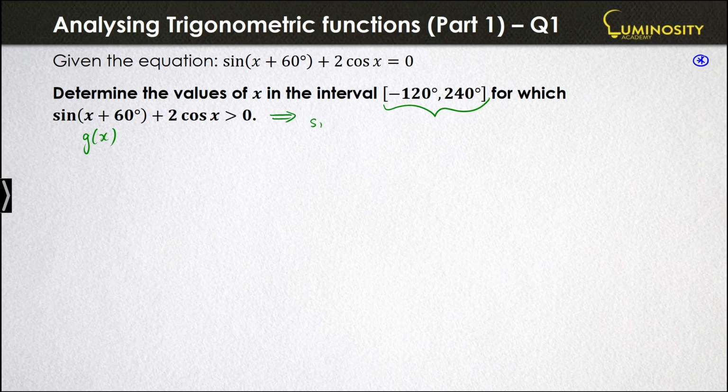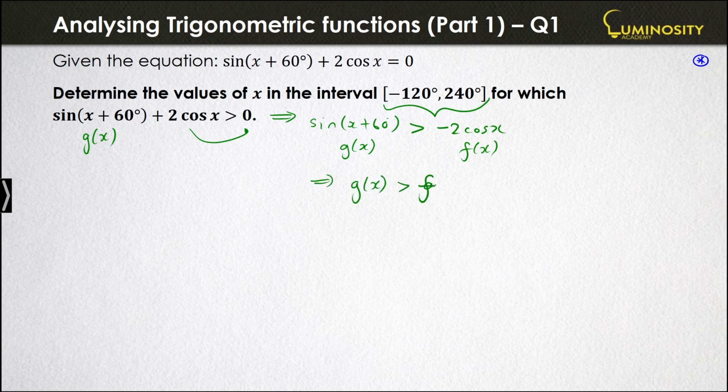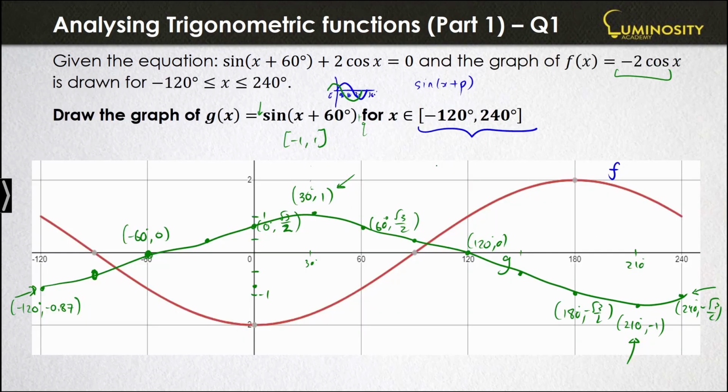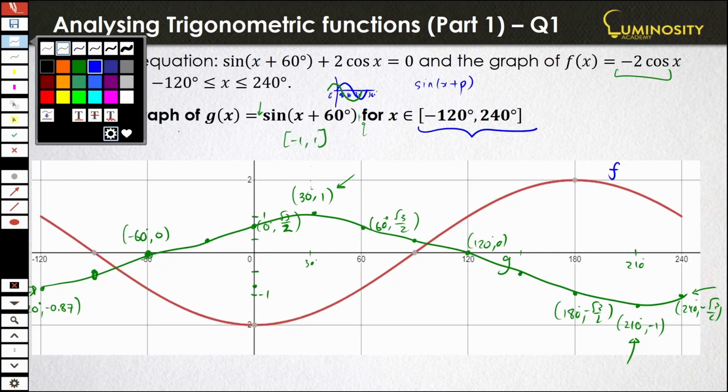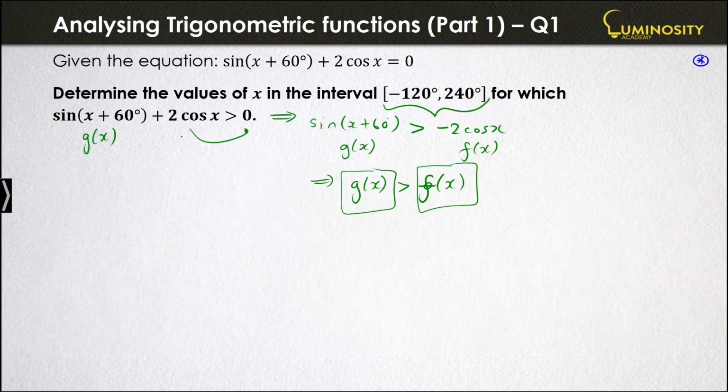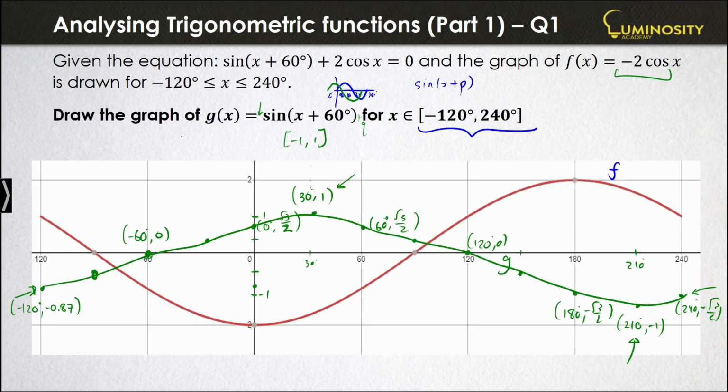So I can rewrite this as sine of x plus 60 degrees greater than, subtracting this term over, negative 2 cos x. Now this was f of x. Make sure that you read it carefully the way the functions are given to you. So we're looking for when the graph g of x is greater than f of x. In normal words, this means for what x values will the graph of g lie above the graph of f. So g of x is this green graph.